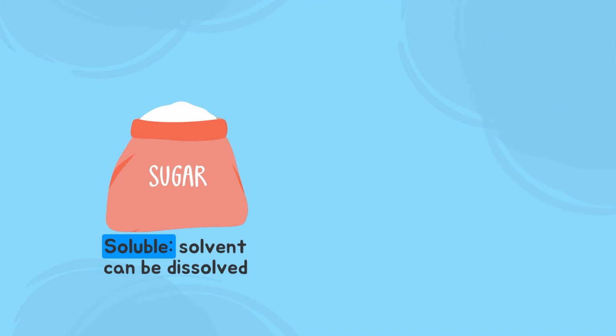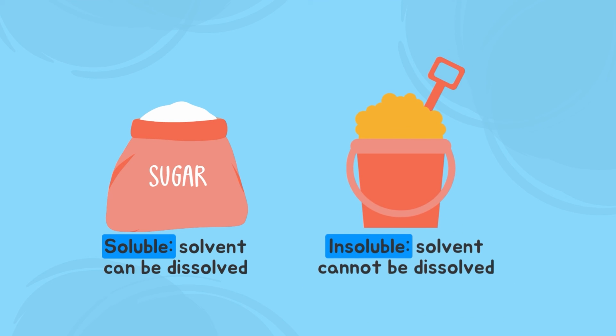An example of a soluble solid is sugar, where the solvent can be water. The sugar completely dissolves in the water. If a substance does not dissolve into a water solvent, it is considered insoluble. An example of this is when sand is a solute and water is a solvent. The sand does not dissolve into the water.